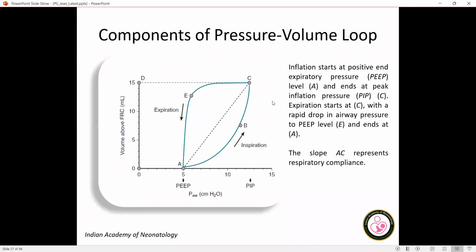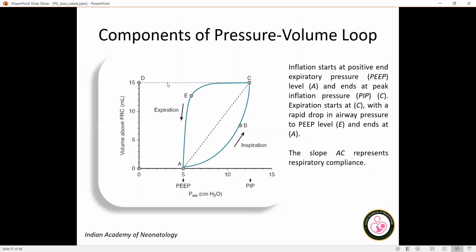And what is this slope? The slope is this AC. This is the slope of this loop, and that represents the compliance. So when the compliance is low, this PV loop will shift downward and to the right. When there is good compliance, this graph will shift upward and to the left.